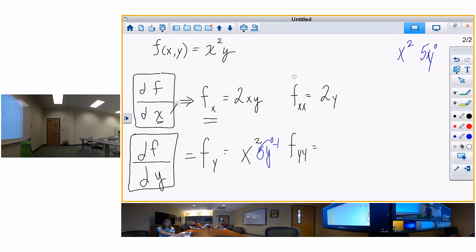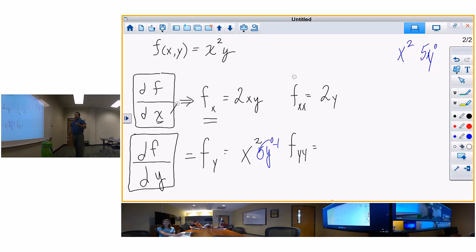Remember me telling you to go back to the basics if you ever get confused? Go back to the basics. Write y to the what power? 0 power. Now take that derivative. Take the derivative of y. I don't care about x. Take the derivative of y. You get 0y to the negative 1. With 0 times x, it'll knock that out. 0 times y will knock that out. You're going to get what? 0.